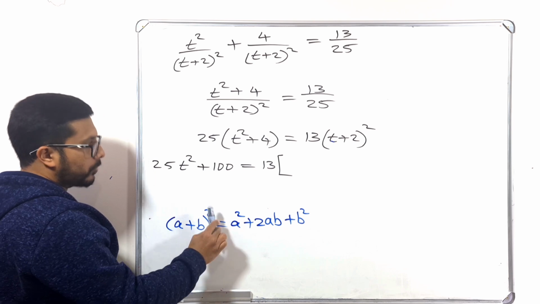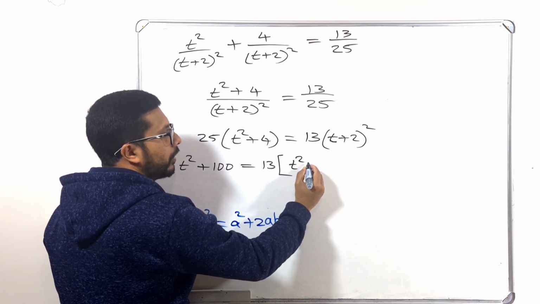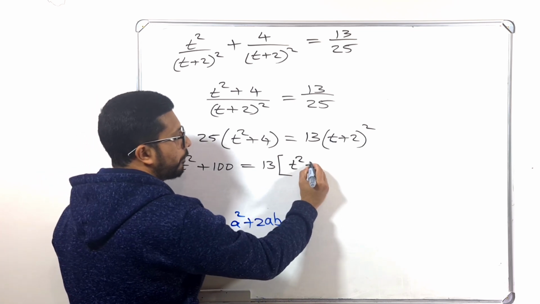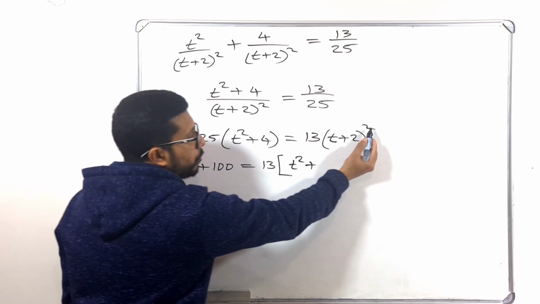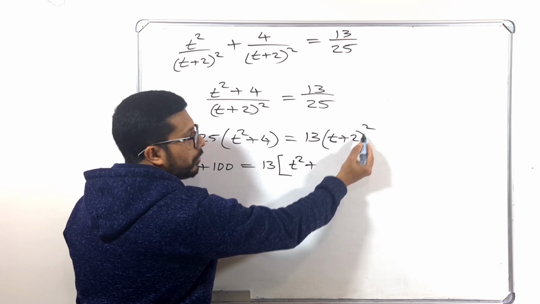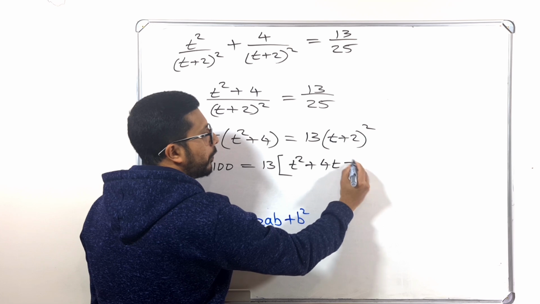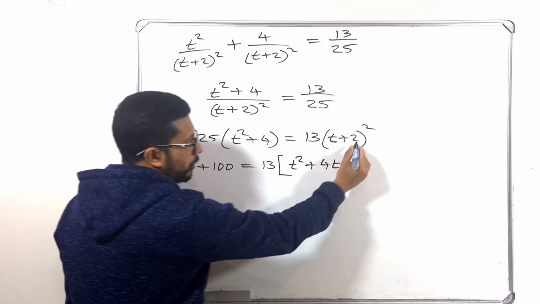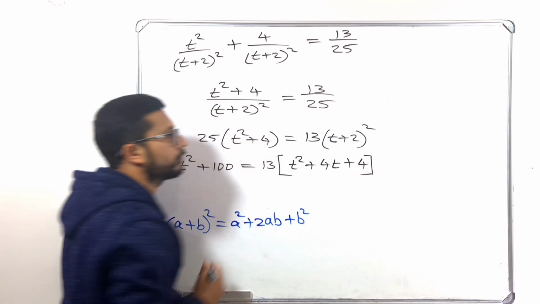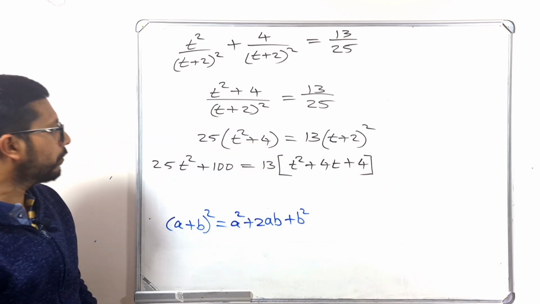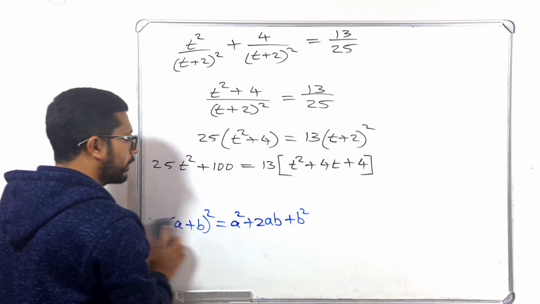a square, first term square. What is our first term? t. So t square plus 2 into first term into second term, 2 into t into 2. 2 times 2 is 4, 4 into t is 4t, plus second term square, 2 square is 4. Okay, now again simplify. You have to expand this bracket.